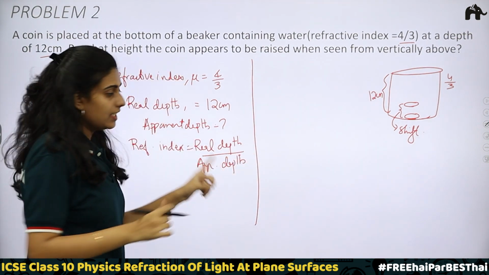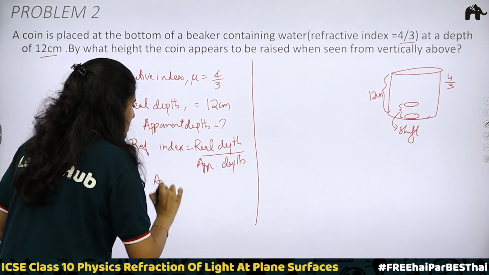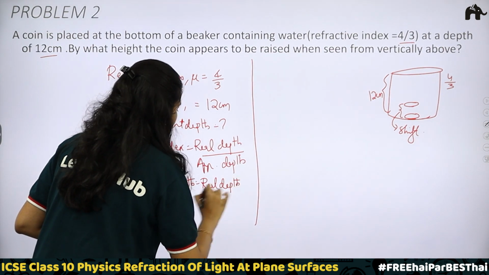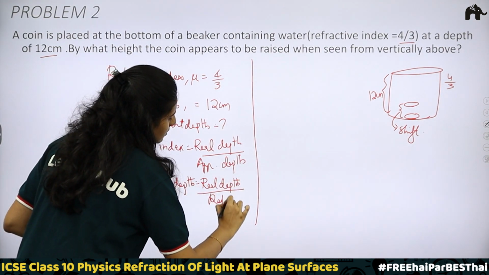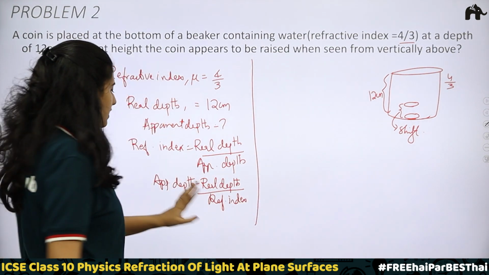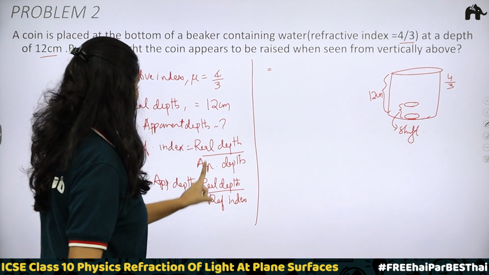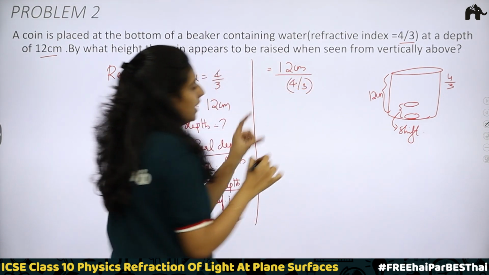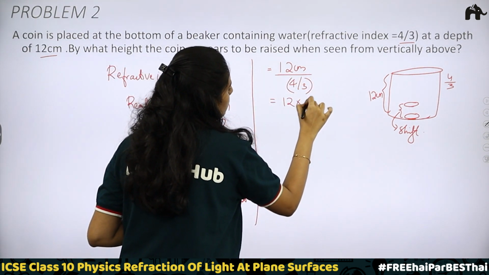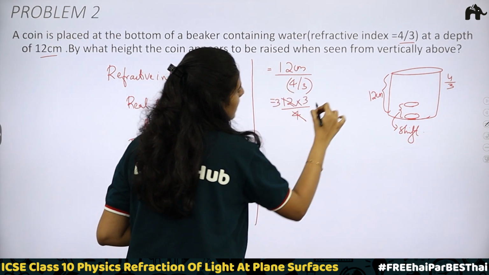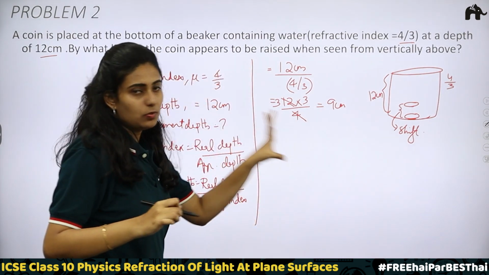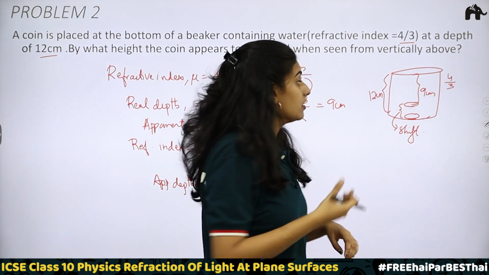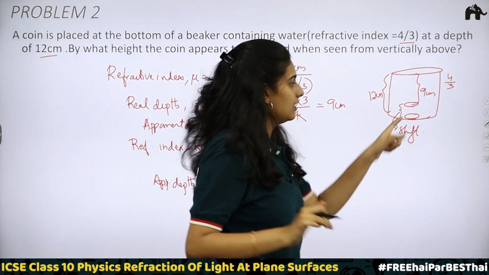Okay. We need to find apparent depth. Therefore, take apparent depth to the opposite side. Crossing, we get apparent depth is equal to real depth divided by refractive index. Real depth by refractive index, which is equal to, put the values, real depth is given 12 centimeter and the refractive index is 4 by 3. Taking the reciprocal and multiplying, we get 12 into 3 divided by 4, cancelling, here we get 3, 3 into 3, 9 centimeter. Apparent depth is equal to 9 centimeter. So here this distance is 9 centimeter from the surface to the coin, where the coin appears. Now we can find the shift.